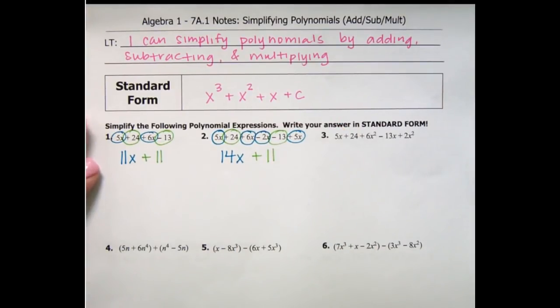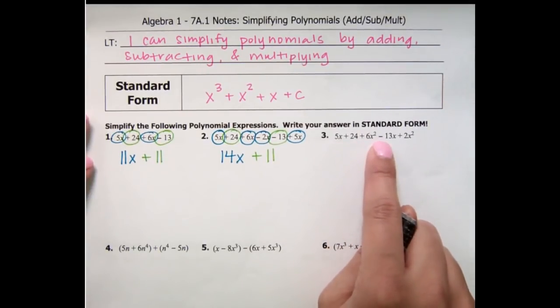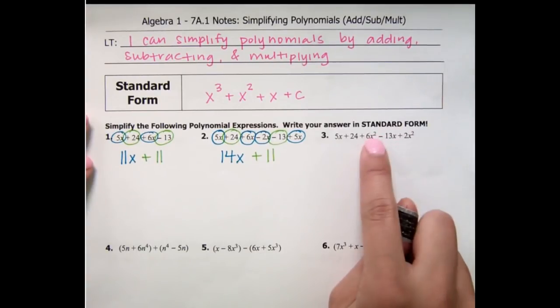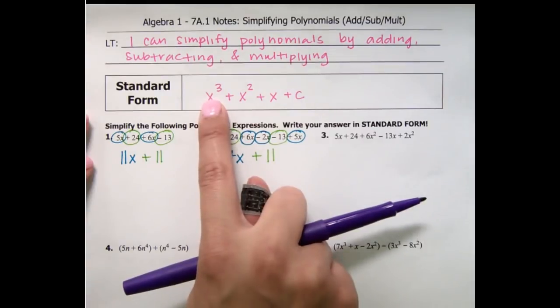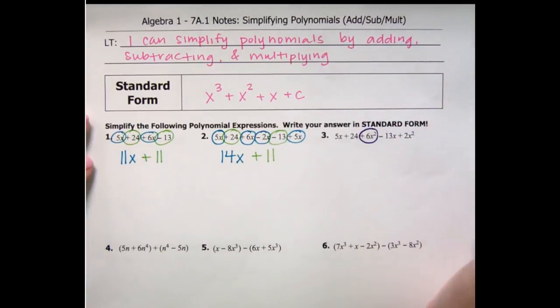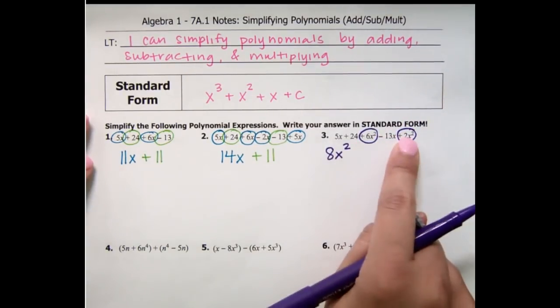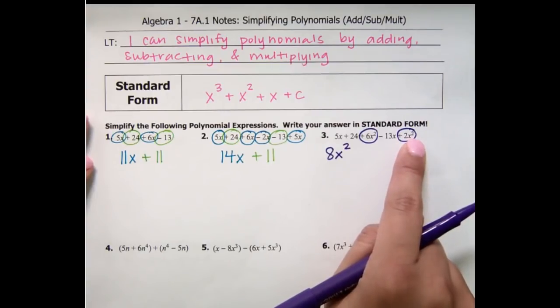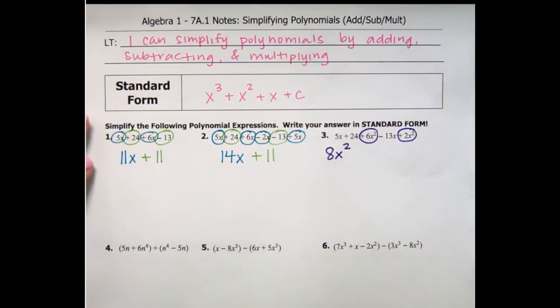So now let's move on to number 3. Now I have 5x plus 24 plus 6x squared minus 13x plus 2x squared. Well, now I have a variable that has an exponent. So I have to take that into consideration as well. So because I know standard form starts with the biggest exponent, that's where I need to start combining like terms first. 6x squared plus 2x squared. That is 8x squared. You are only combining the numbers. The variable behind the number is going to stay exactly the same. So don't try to add those two exponents. It stays exactly the same.